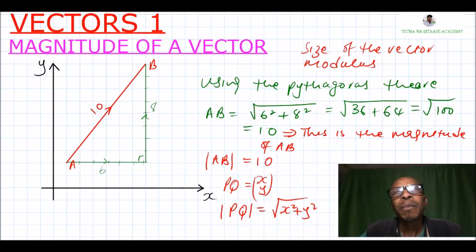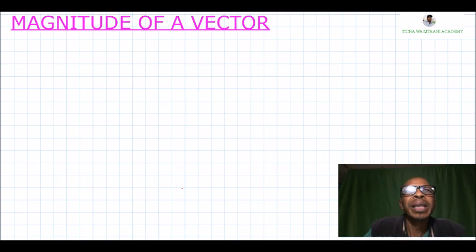You express the vector as a column vector, then you get the magnitude. The magnitude is always positive, so we don't have a negative magnitude, because this is a real quantity. So let me do for you an example.